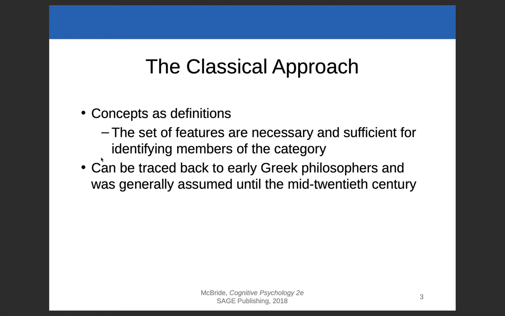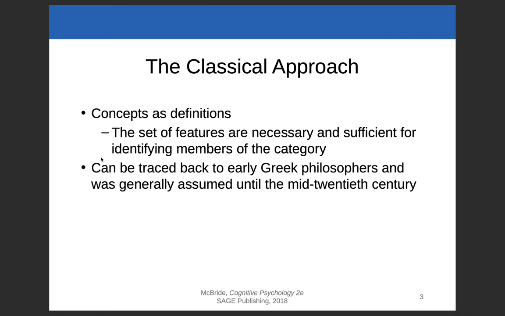The classical approach to concepts was as a definition. This is the way the ancient Greeks, Socrates, Plato, and Aristotle, did it. Essentially, they would come up with a definition of a particular concept, for example, a bird, furniture, chairs. They would say a bird is something that has these features, and they are the necessary and sufficient features for identifying something as belonging in a particular category.